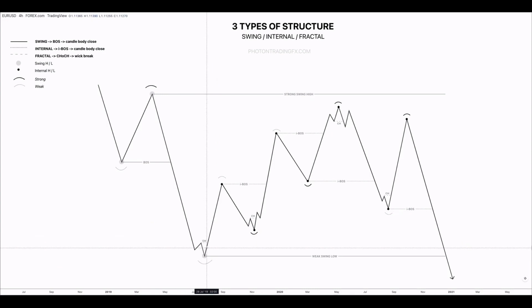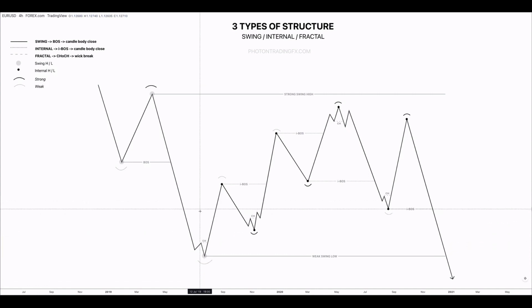So that's why we have to pair chalk, change of character, with lots of other confluence, okay? Which again, you'll get a feel for this. So the point I'm trying to make here is change of character, when we get that bullish chalk, that just signals at that moment that we're having an internal pullback, okay?